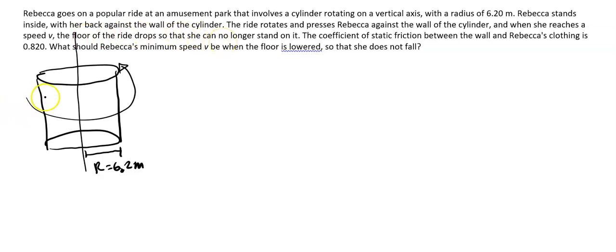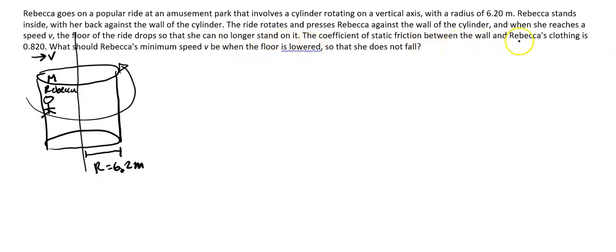We don't have a mass for Rebecca in the problem. Let's say this is our friend Rebecca, and let's just call her a mass of M, with her back against the wall of the cylinder, just as we drew. The ride rotates and presses Rebecca against the wall, and when she reaches the speed V, the floor of the ride drops so that she can no longer stand on it.